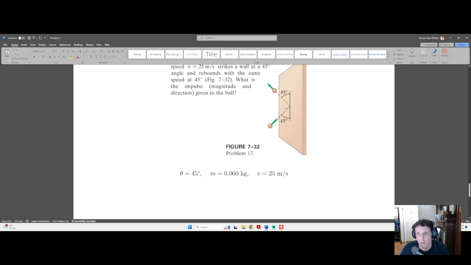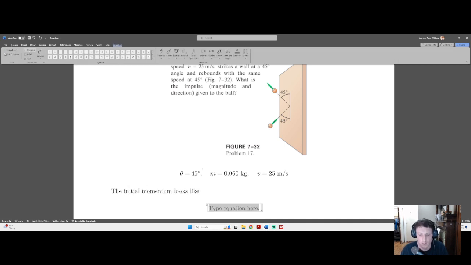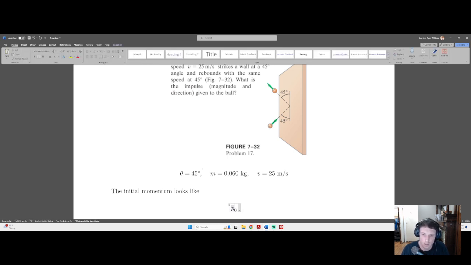So we're thinking about the instant before it hits the wall here. So the initial momentum looks like this. I'll call it p naught. And now we need to actually think about it as a vector. So this is just going to be m vx, m vy. Is that right? Yeah, because it's moving diagonally upwards, so it should have a positive x component and a positive y component, right? So we can actually factor out the m, that's perfectly fine. And then this is v cosine theta for the x component and v sine theta for the y component.